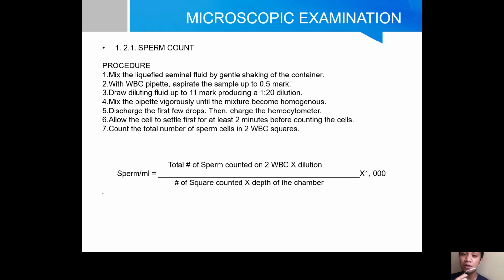Again, it's up to you if you use the RBC pipette. If you're using the RBC pipette, then just use your standard formula for the computation. And if you're using the WBC pipette, then use the standard formula for the WBC count. Whatever result you get from that is your sperm concentration. In order to get your sperm count, you need to multiply your sperm concentration by the total volume of your specimen.